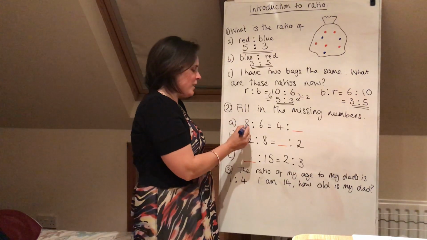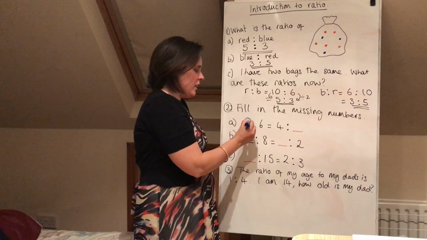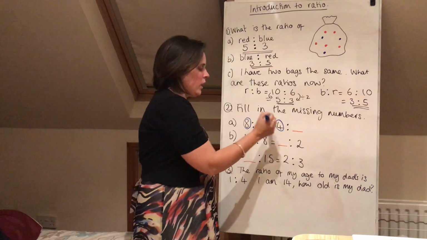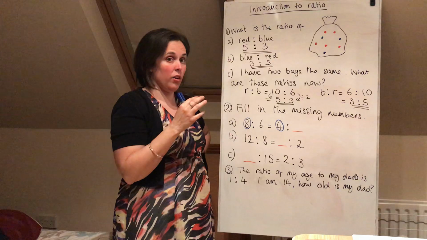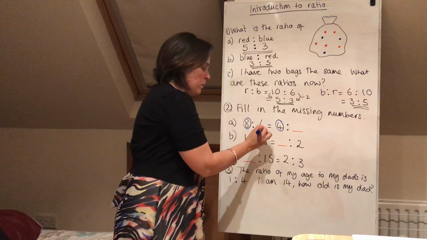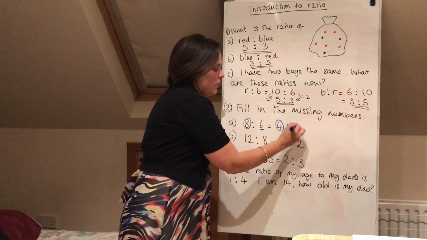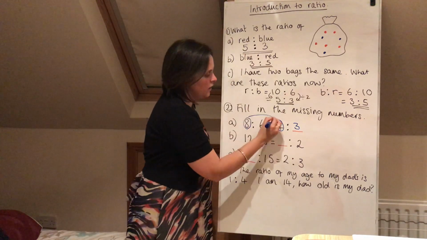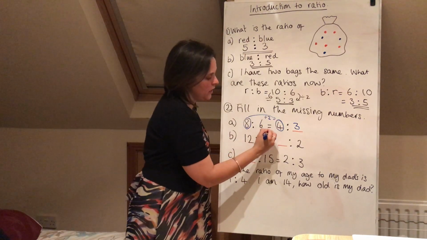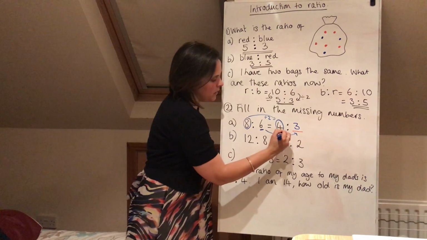So in this case I'm looking at the 8 and comparing it with the 4, and I'm saying what did I do to the 8 to give me the 4, and well, I actually halved it, so I'm going to do the same with the 6, so that gives me 3. Okay, so all I've done is divided by 2 here and the same there.